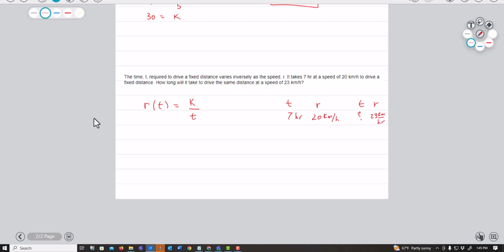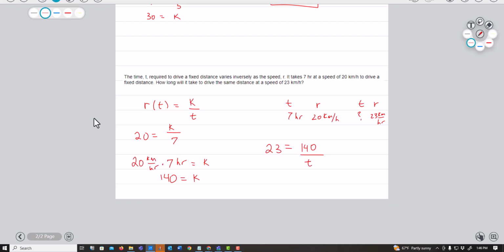So like all of these, you're solving for k first. So I just start plugging things in. I plug in what I know, my rate is 20 when my time is 7 hours. So 20 kilometers per hour times my 7 hours. You can see that I get my k is 140. And so I do the same thing over here, that I know my rate is 23. I just found my k, and it's asking me to solve for time.